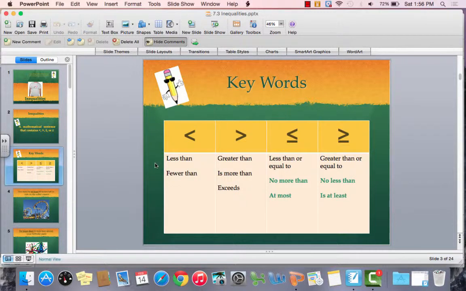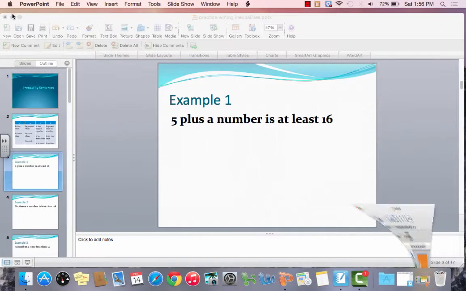And these are the key words that we're going to use to identify what inequality symbol is appropriate for each problem. So if at this point you do not have these key words in your notes, I'd like you to pause the video and put them into your notebook so you have them, because they're going to be very helpful. The ones that I put in green here are the ones that tend to mess us up the most. So we want to be extra careful when we see no more than, at most, no less than, and is at least. So keeping these keywords in mind, we're going to do a little practice.